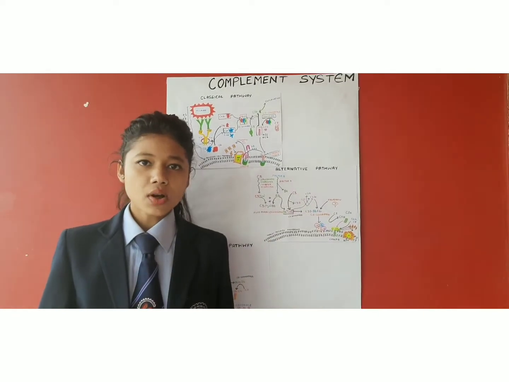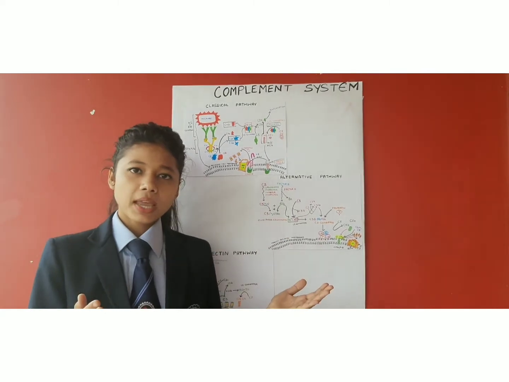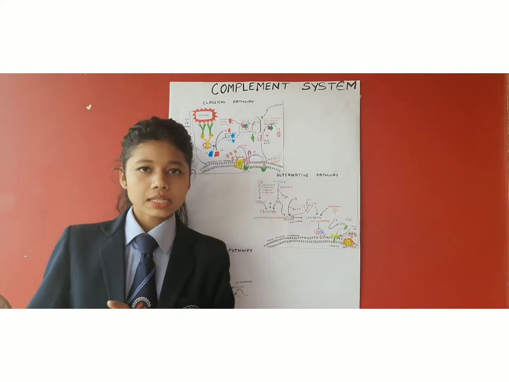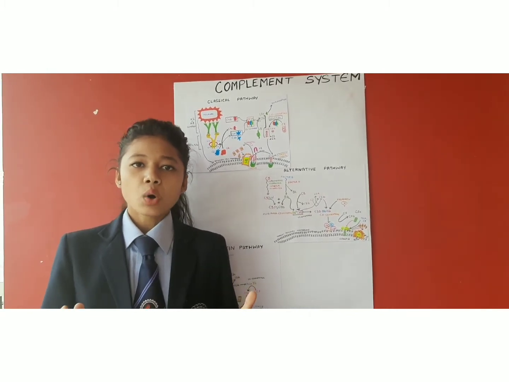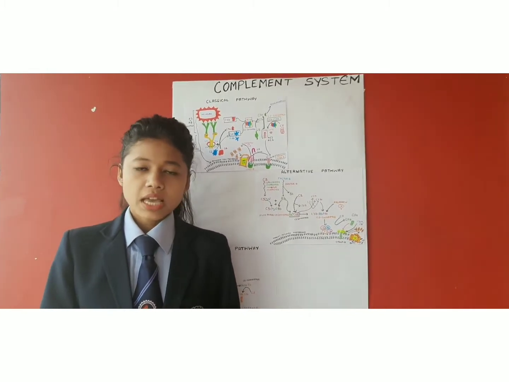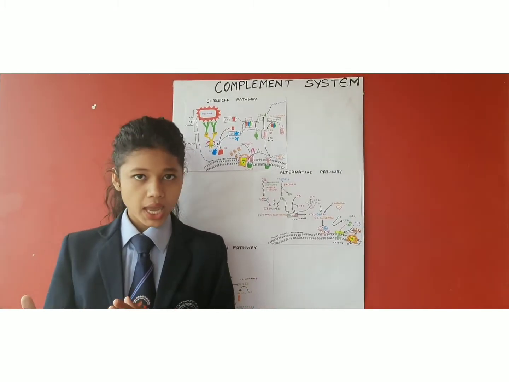Now, C3 convertase, as the name suggests, will convert C3 into C3a and C3b. This C3b will bind with the C3 convertase by the properdin proteins. Okay, now the C5 convertase has formed. C5 convertase, as the name suggests, will act upon C5 and convert it into C5a and C5b.